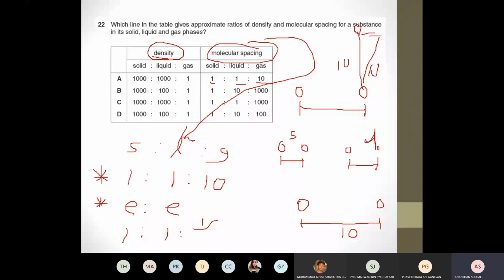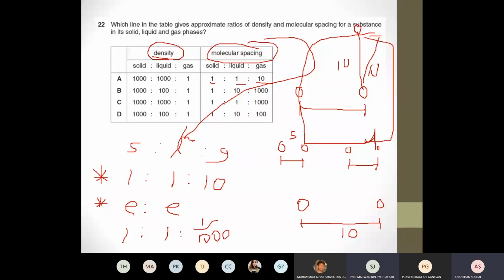So the volume occupied by one atom increased by how many times? In 3D view, to the right 10, inside 10, up 10, three dimensions. So the volume rises by 10 times 10 times 10. So it's 1000. The volume increased by 1000 times, you know. So the new density for the gas is 1 over 1000. So the ratio should be 1 to 1 to 1 over 1000.